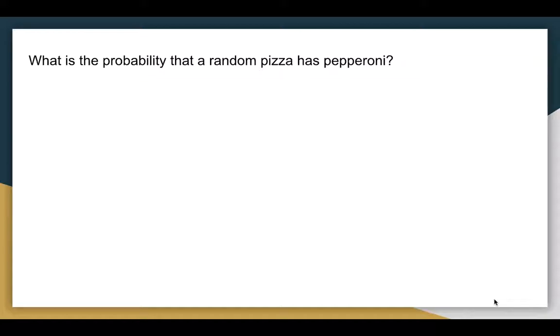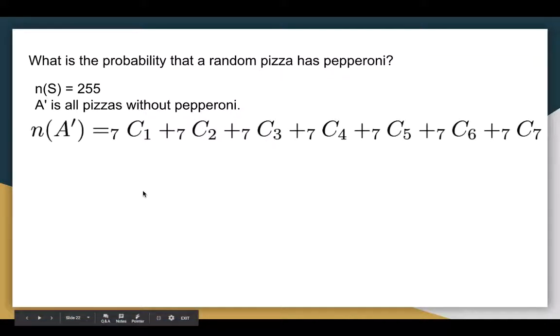So a probability question would be, what's the probability that a random pizza is pepperoni? There are 255 ways to make the pizza. But it's actually easier to think about the indirect method, because it's not much different from the question we just did. A prime is all pizzas without pepperoni. So you just imagine that instead of 8 toppings, you only have 7. The cases would be 7 choose 1 all the way to 7 choose 7. So you're choosing all the other toppings other than pepperoni.